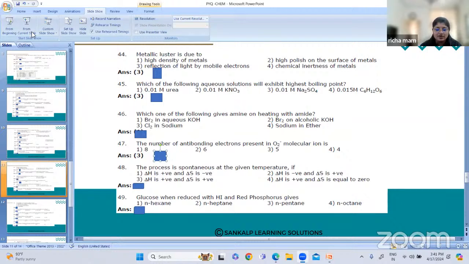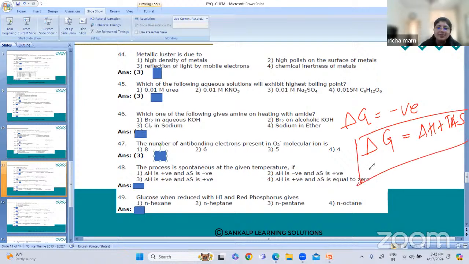For any process to be spontaneous, if delta S is positive and delta H is negative, then the standard Gibbs energy will be negative. We know that delta G is equal to delta H minus T delta S. If delta G is negative, then the reaction will be spontaneous. So option B is the correct answer: delta H is negative and delta S is positive.